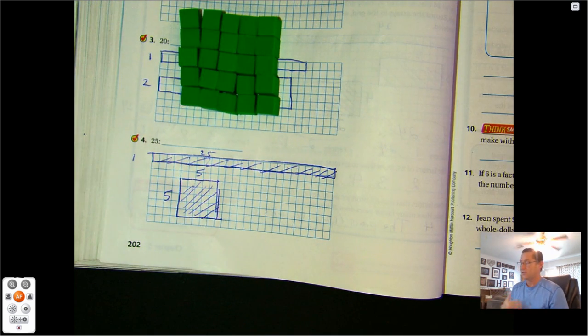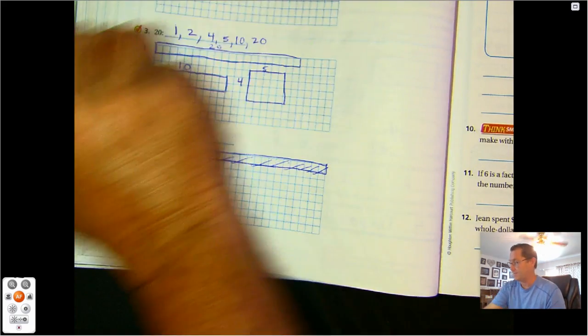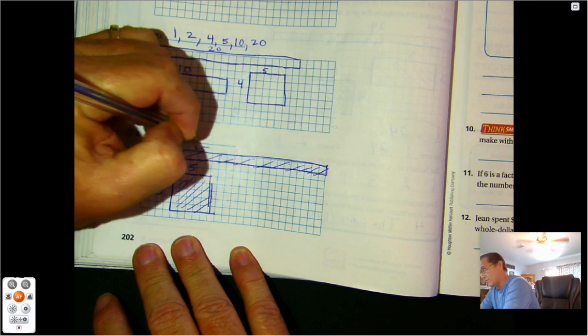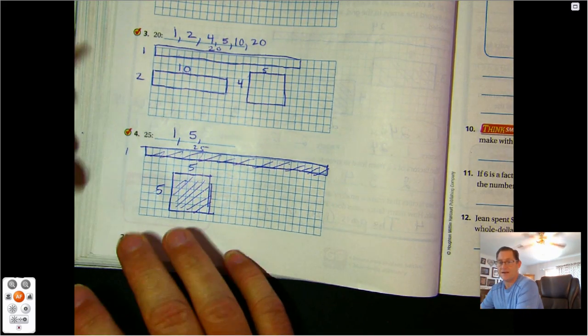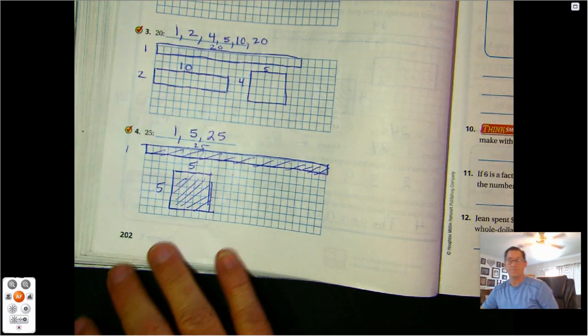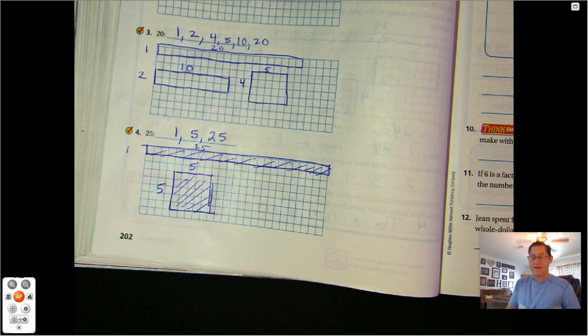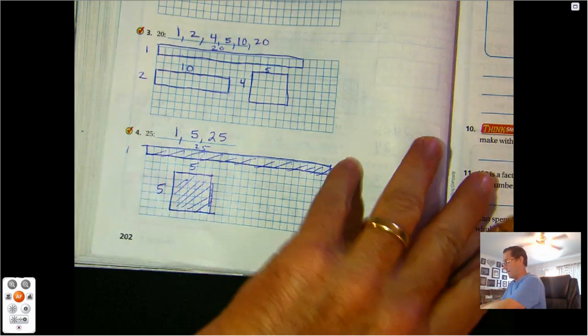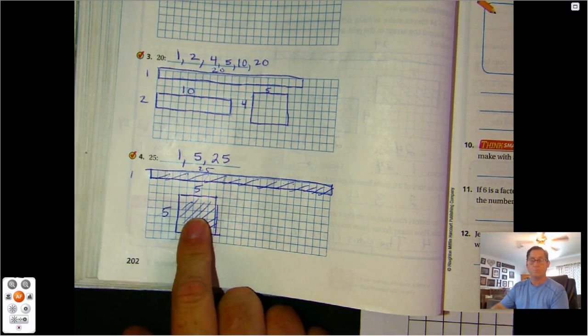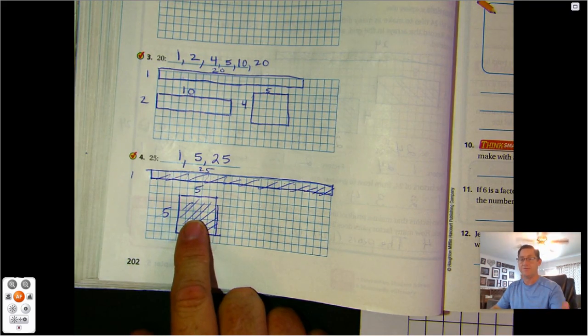So in this case, we list 1, and we only list 5 once. It's the same factor. So 5 is a factor of 25, and then 25. So 25 only has 3 factors. Whenever the factors are the same that give you the product, you list it once. All right, so now let's move on.